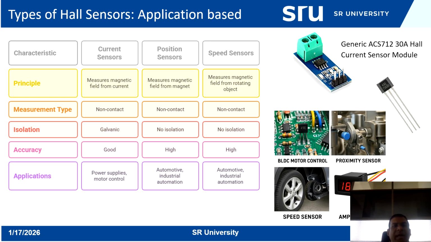Then the second category of application based Hall sensor is the Hall effect position sensor. It measures the linear or angular displacement by detecting the position of a magnet. Now the types. Linear position sensor.